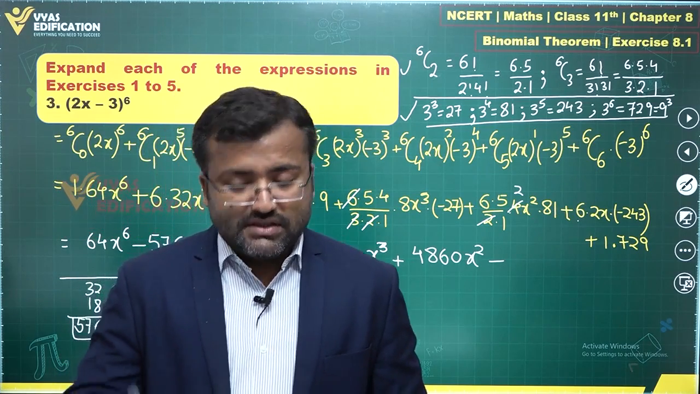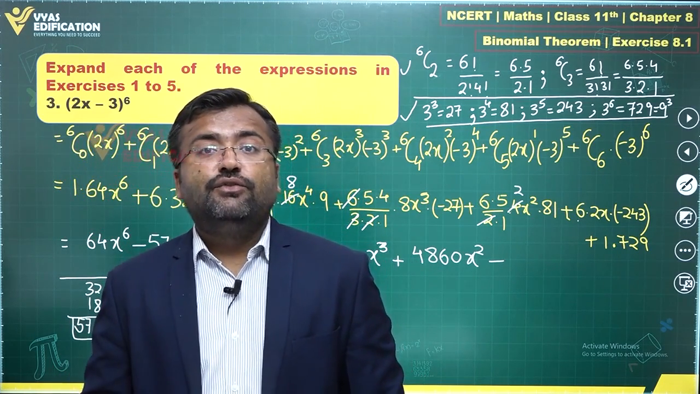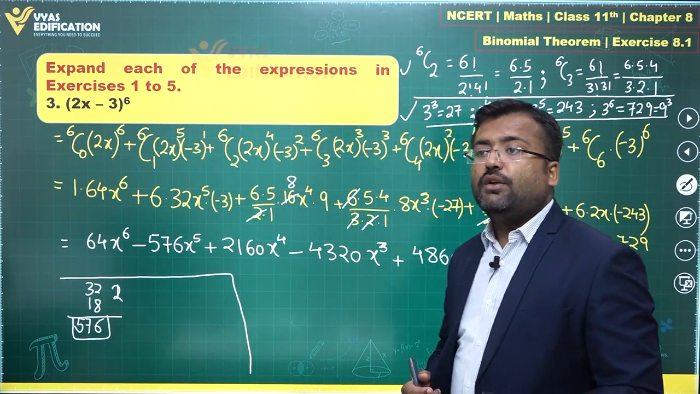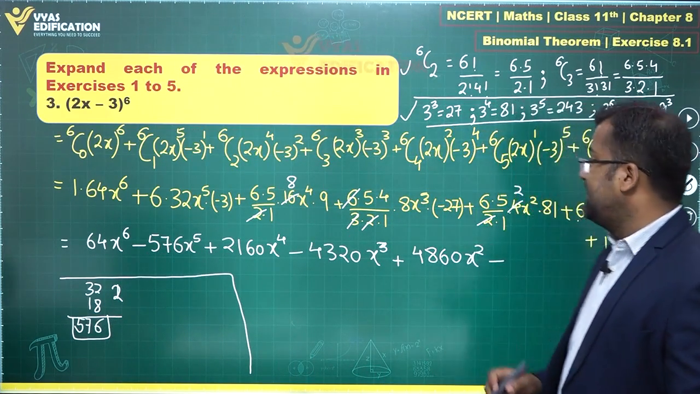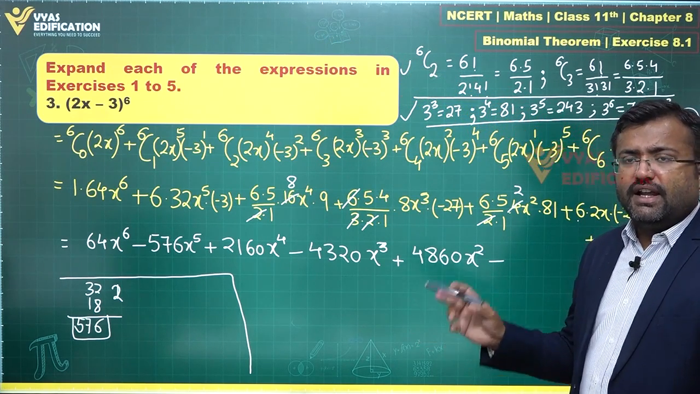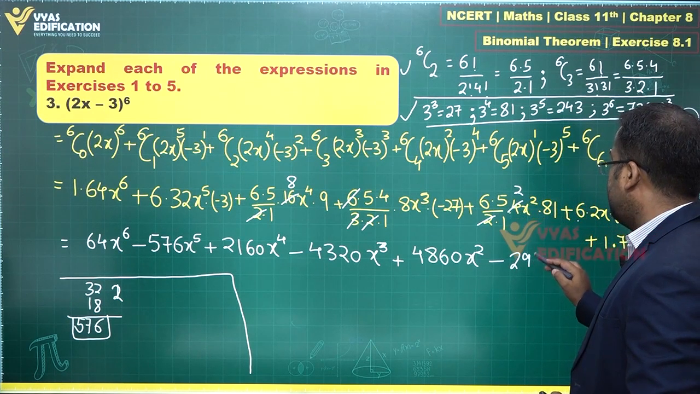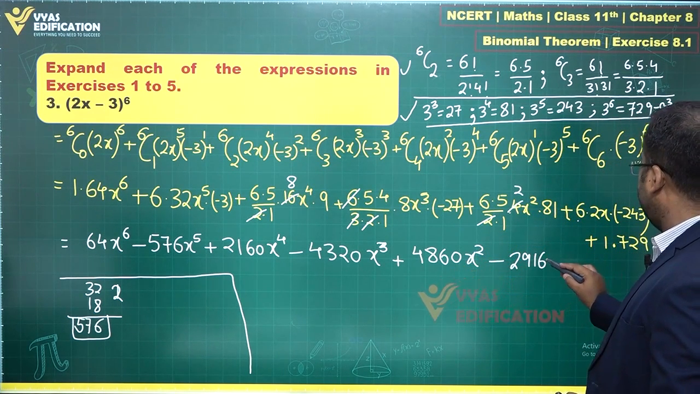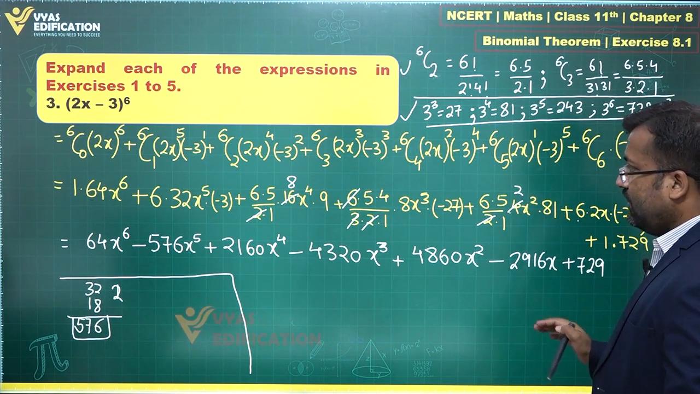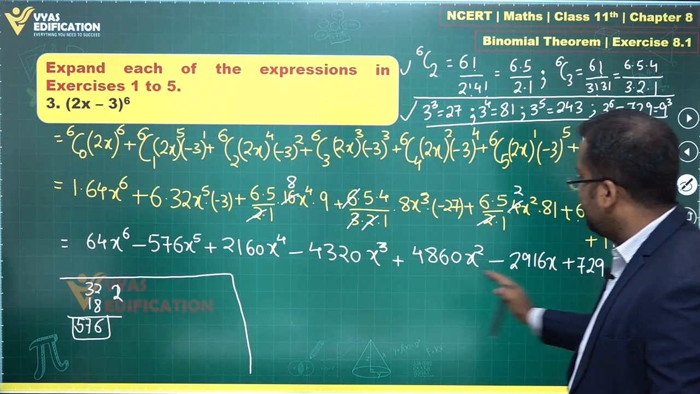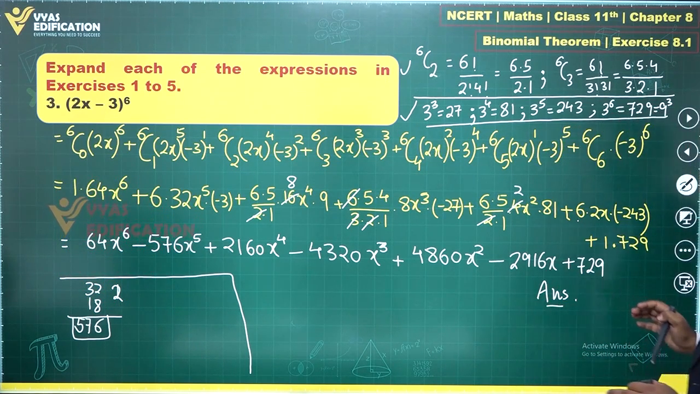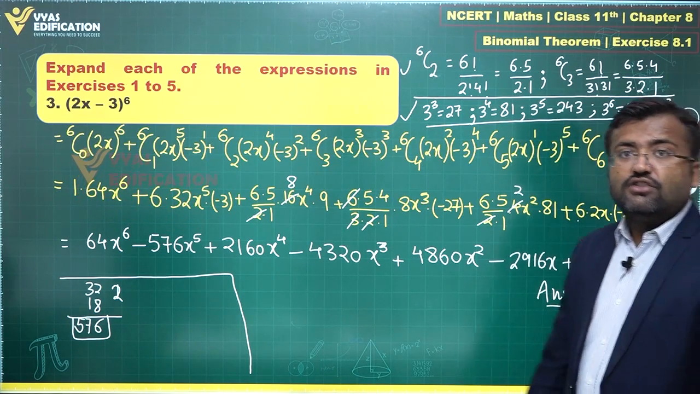729 times 2 is 1458. 1458 times 2 will be 2916. So 1458, 28, 29 and 16. This will be 2916, and this will be x plus 729. Is it all? Yes. This is the final expansion and that is my answer for this question. Let me set it aside for you to take a look at this. That's all for this question.